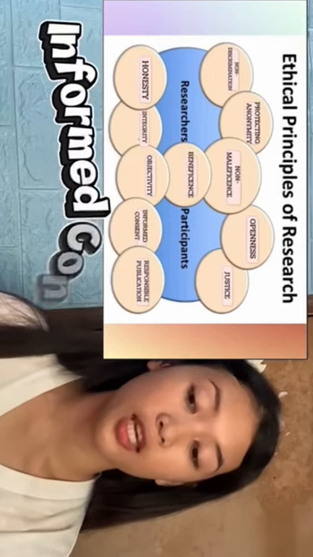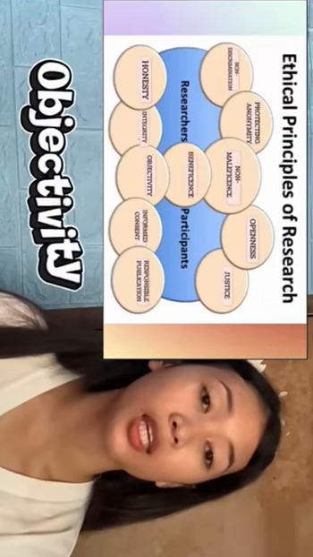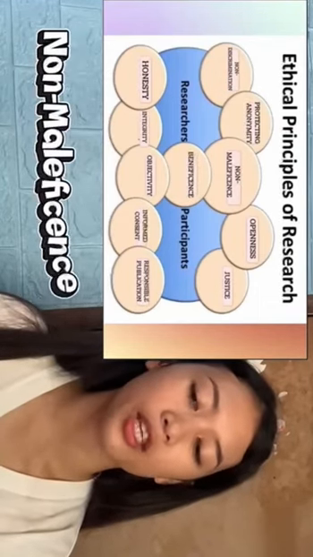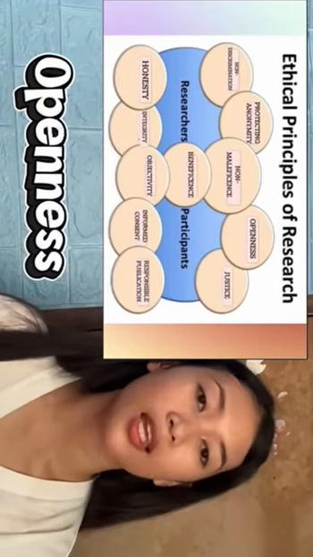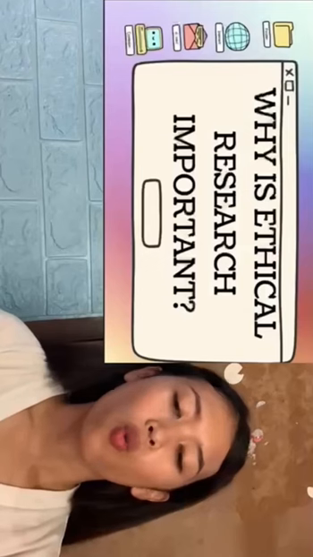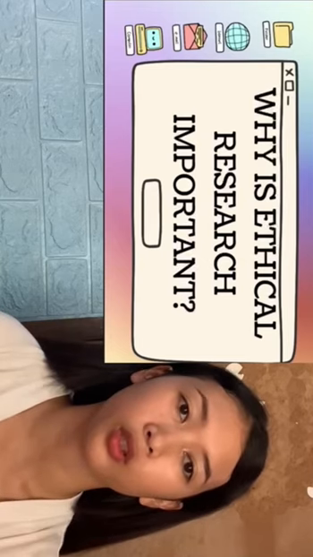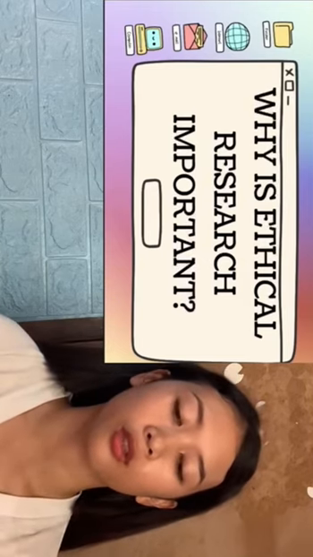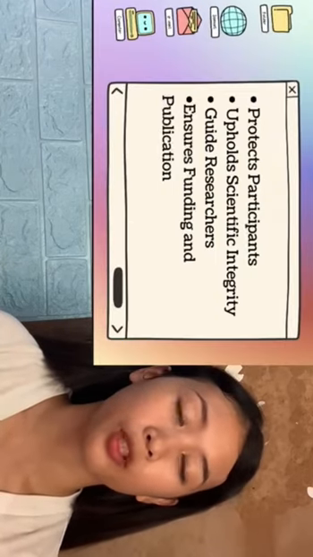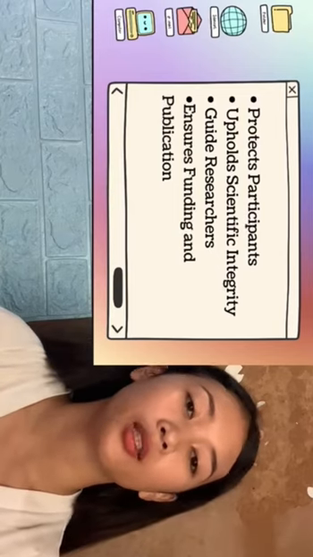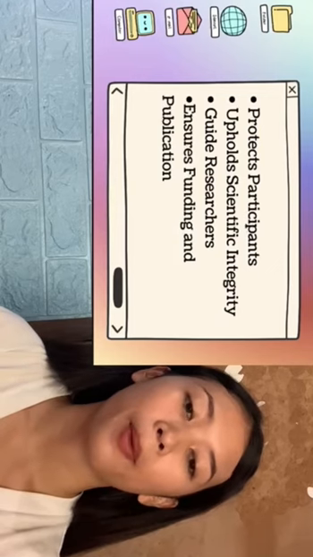The informed consent, protecting anonymity, honesty, integrity, objectivity, beneficence, non-maleficence, responsible publication, non-discrimination, openness, and lastly, justice. Why is ethical research important? We have to know why ethics is very important in doing our research. So here's the answer. It protects participants, upholds scientific integrity, guides researchers, and ensures funding and publication.